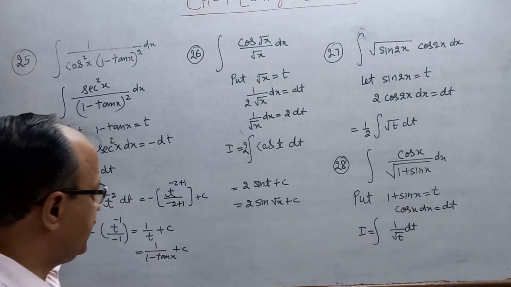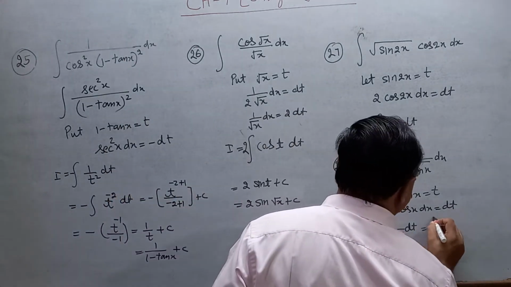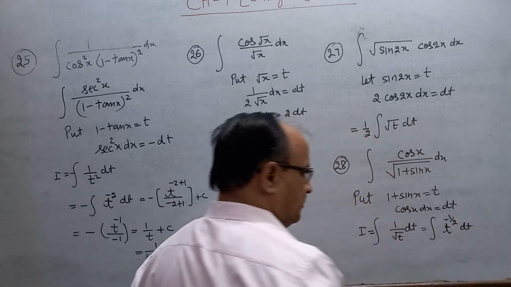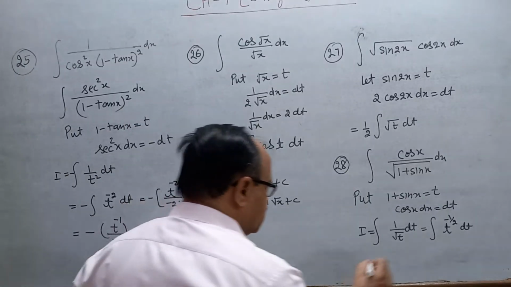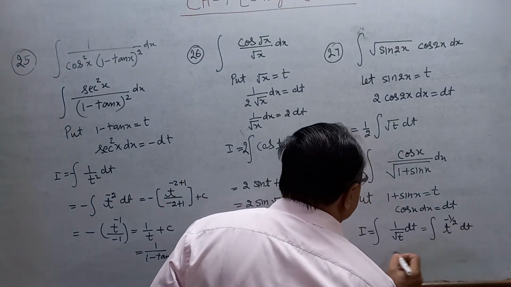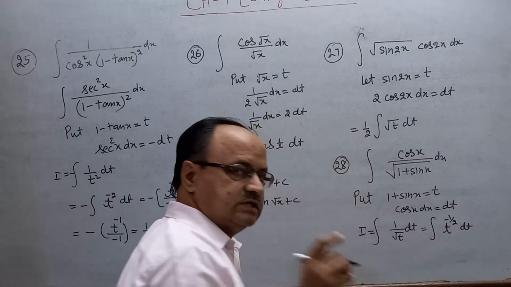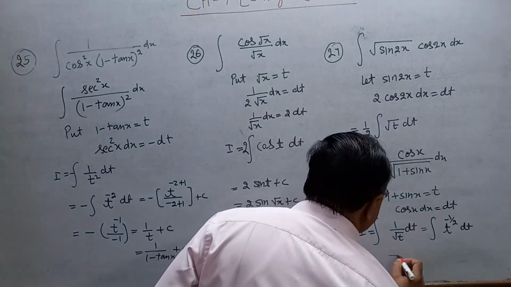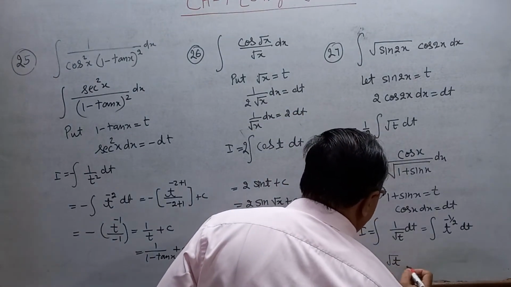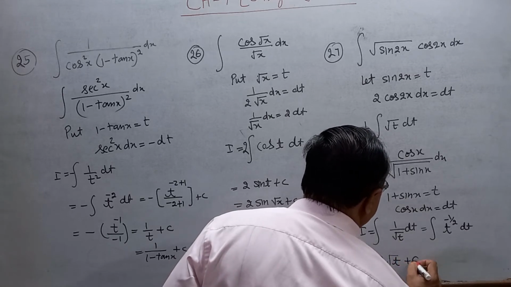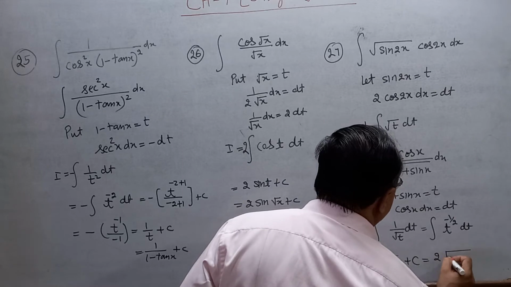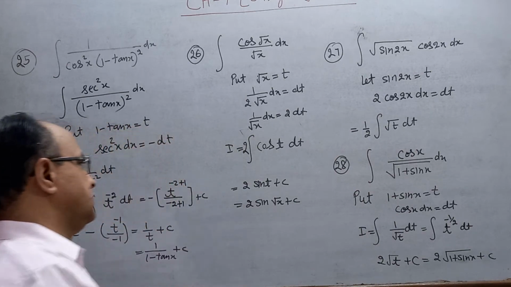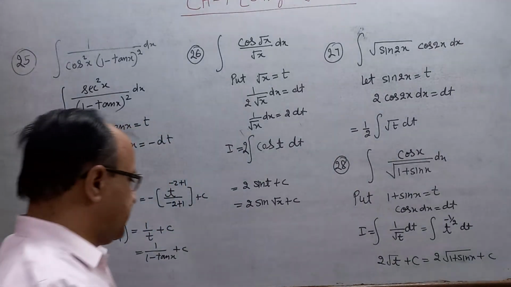But can you tell me the integration of 1 by root t? 1 by root t you can write like this: t to the power minus 1 by 2. Add 1 here. Minus 1 by 2 plus 1, that is 1 by 2. So you can write root t upon 1 by 2. It means 2 root t plus c. And put the value of t, that is 1 plus sin x. Let's see the solution of question number 28.